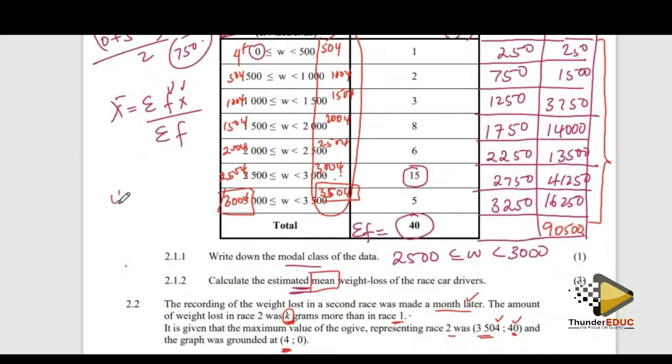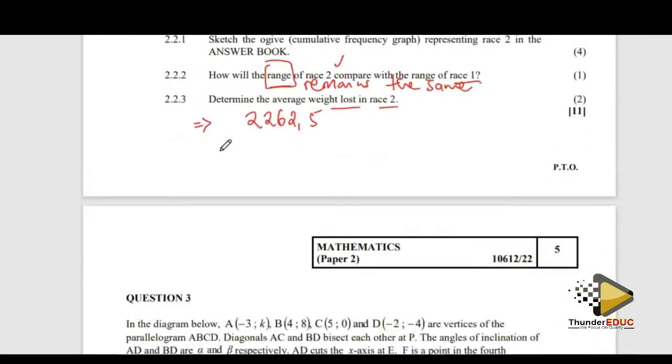which means overall 4 plus 4 is 8, divided by 2, it's 4. So overall, we are adding 4 grams. So you're going to say +4. And then that's going to give us 2266,5 grams. That will be the mean or the average.